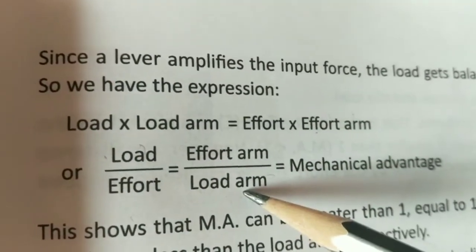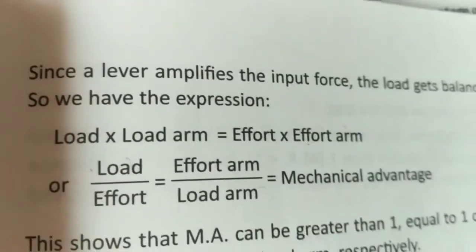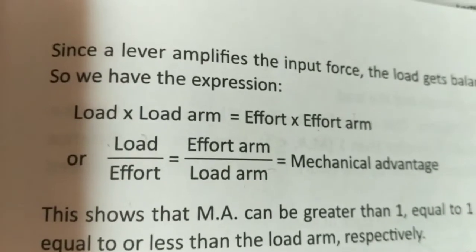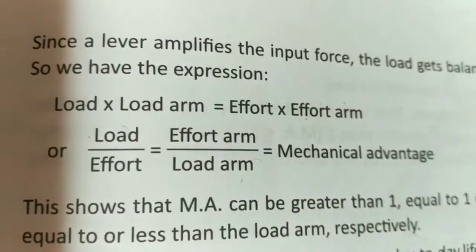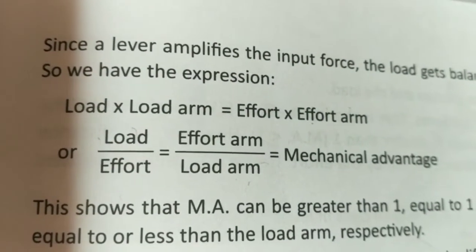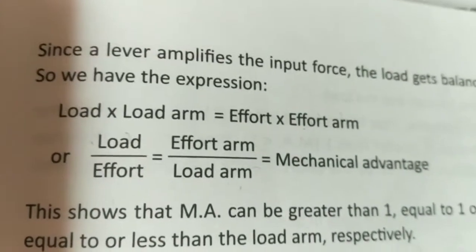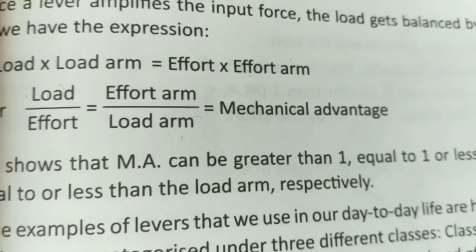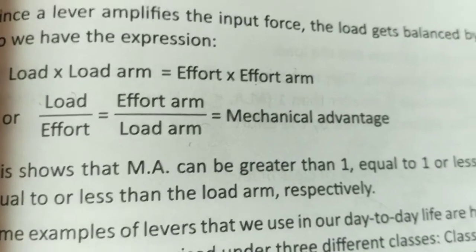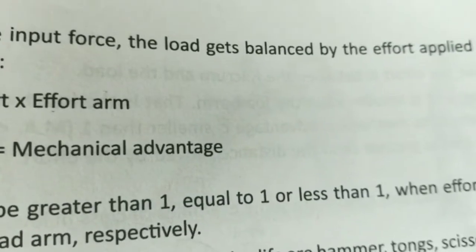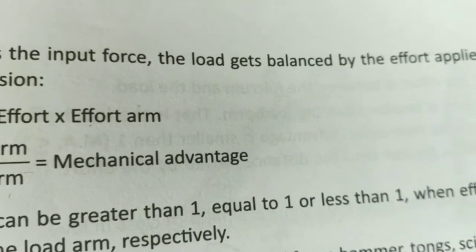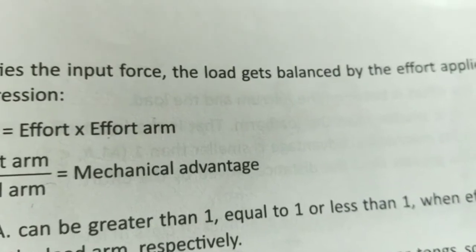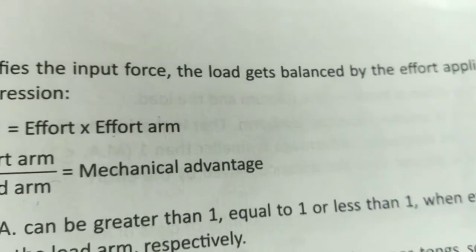Here you can see load is multiplied with the load arm and effort is multiplied with the effort arm. If the effort arm is bigger, we have to apply less effort in order to lift up the heavy load. So the mechanical advantage, load by effort, depends upon the length of the effort arm and the load arm. It can be greater than 1, equal to 1 or less than 1. The common levers we use in our daily life are hammers, scissors, nail clippers, etc.